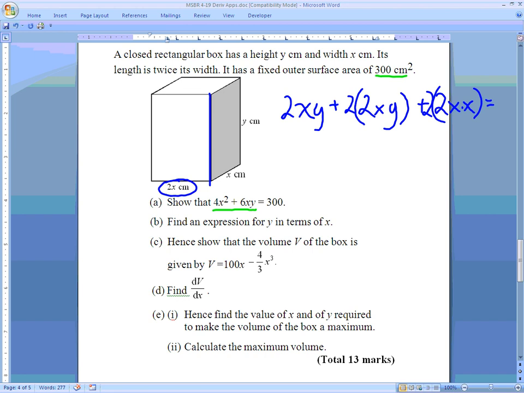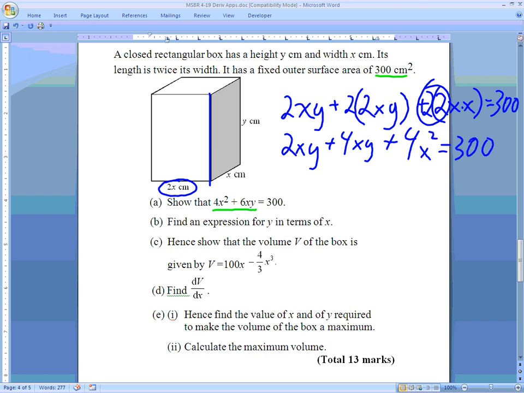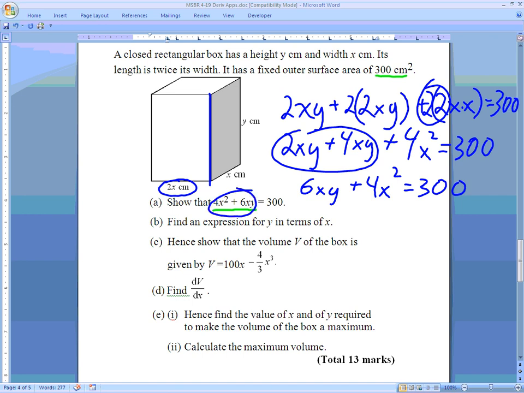And we know the whole thing should equal 300. So let's see if we can clean this up now. I have 2xy plus 4xy plus 4 from these two 2's here, as well as x times x, which is x squared, and that all equals 300. Now I can combine like terms, which is 6xy plus 4x squared equals 300. And if I just rearrange that, I have the answer that they gave there.